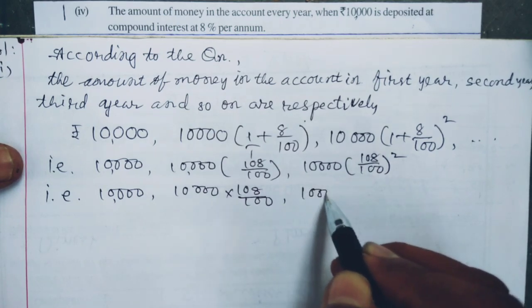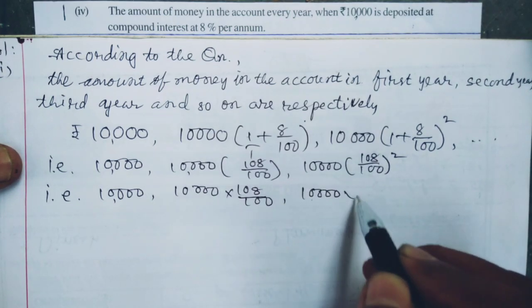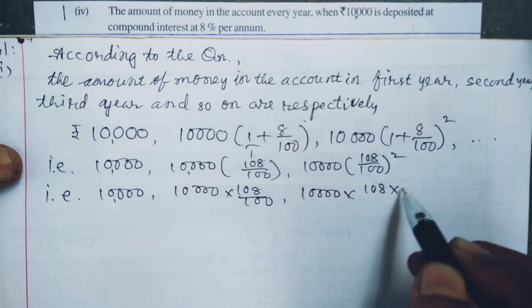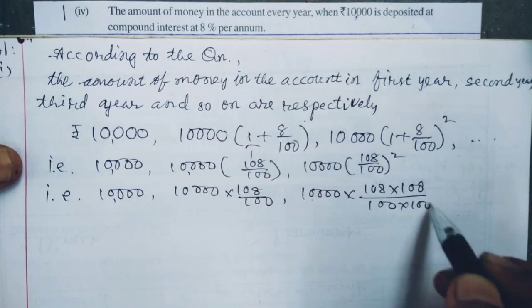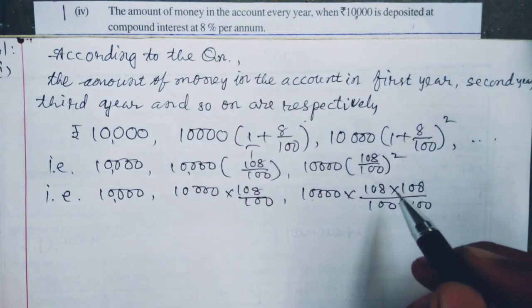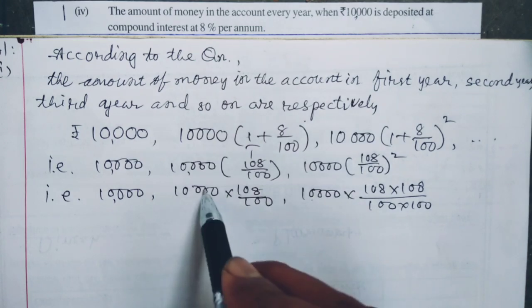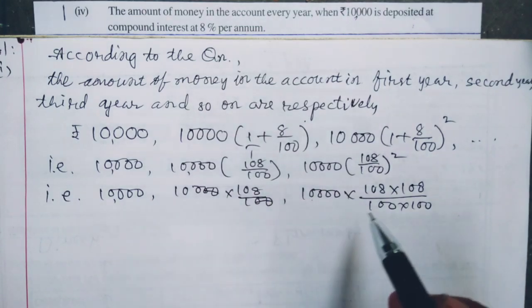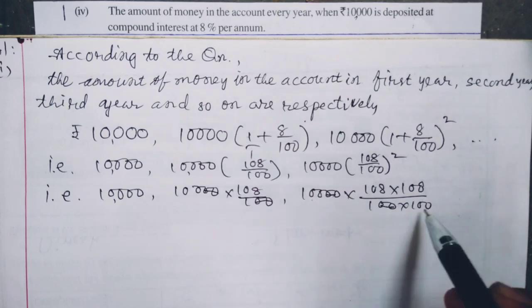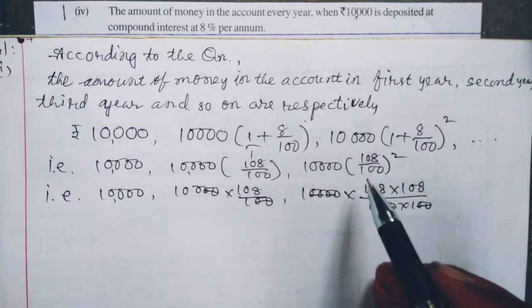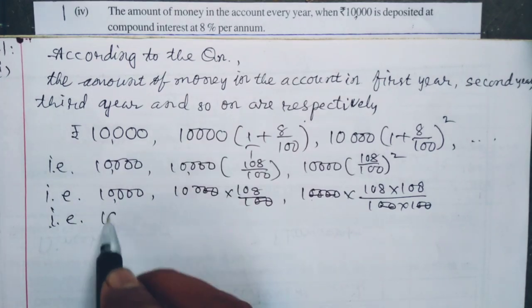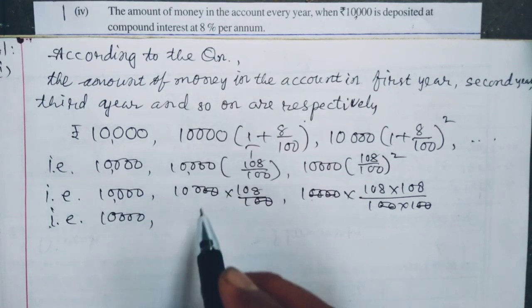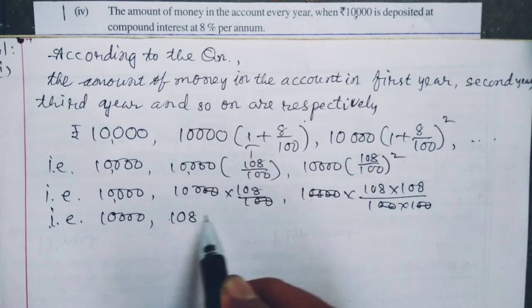Here 10,000 into 108 into 108 by 100 into 100. The 2 zeros get cancelled. That is 10,000. 108. After that we have to keep these 2 zeros.